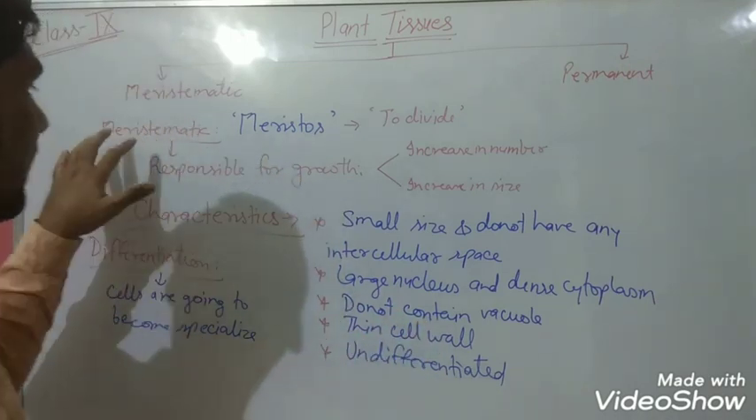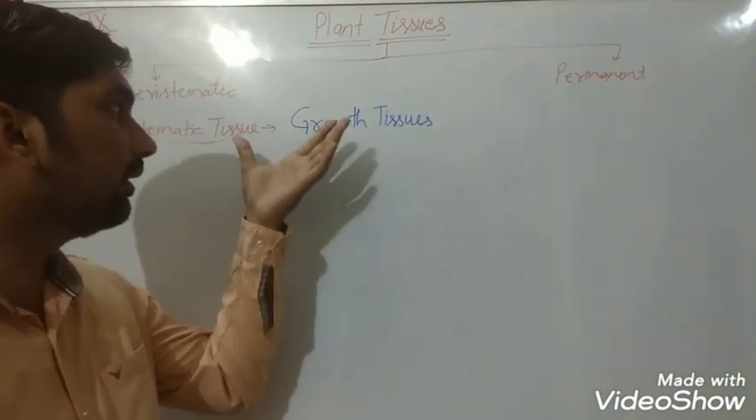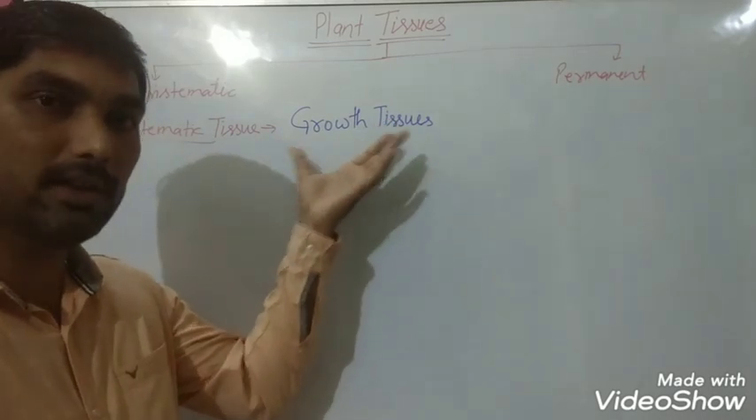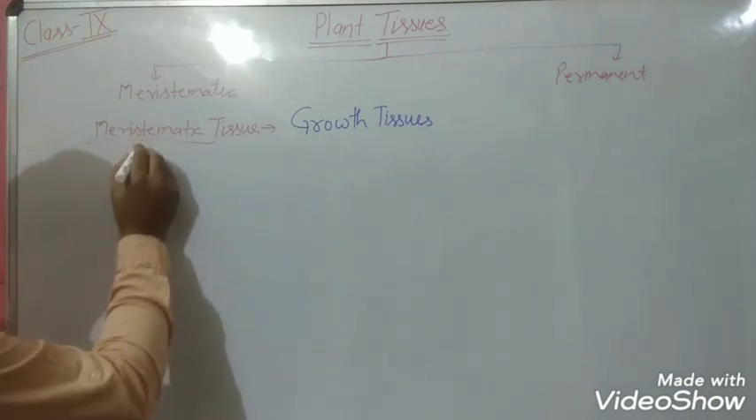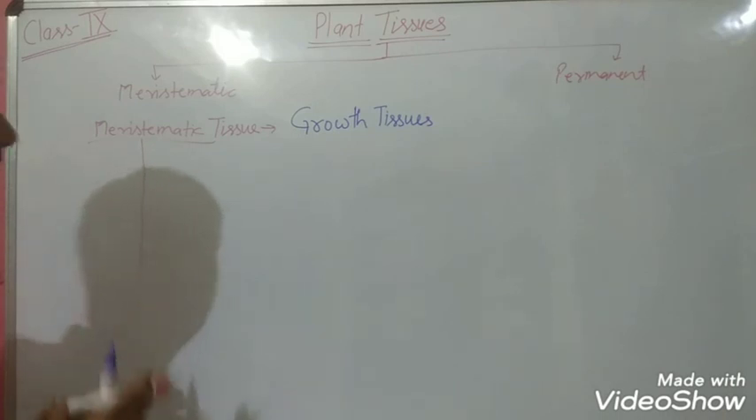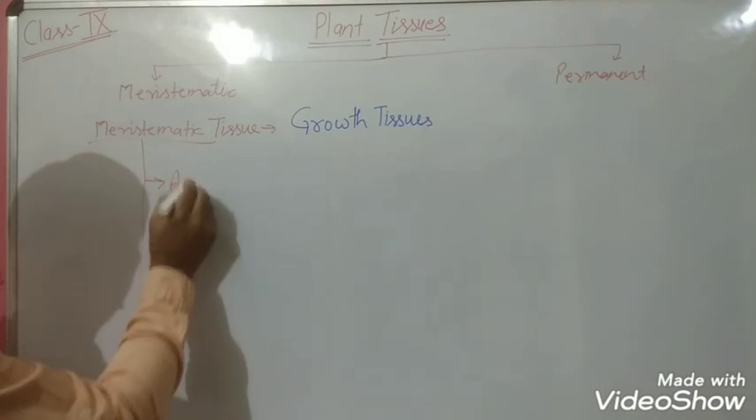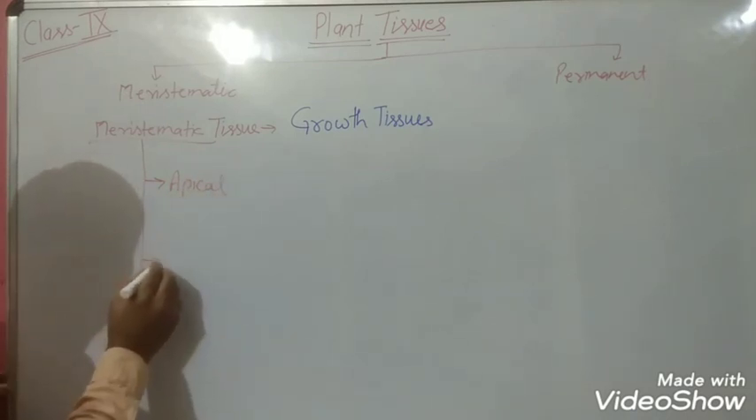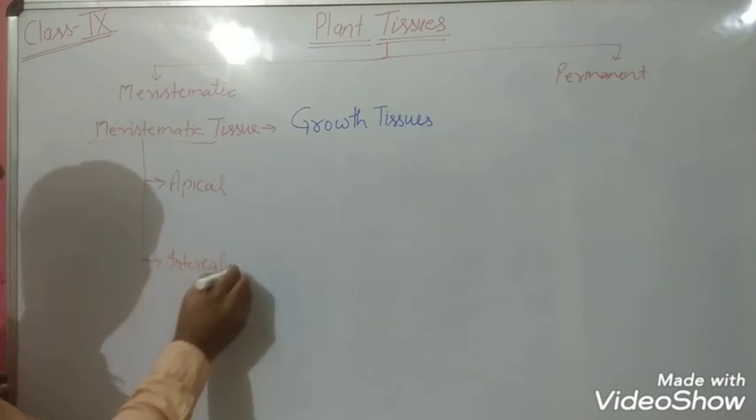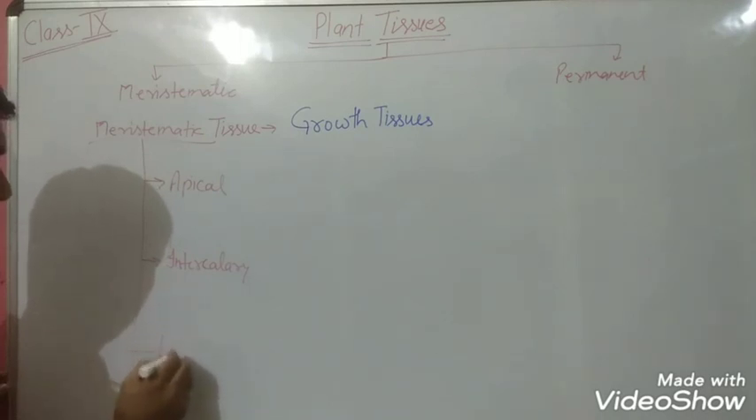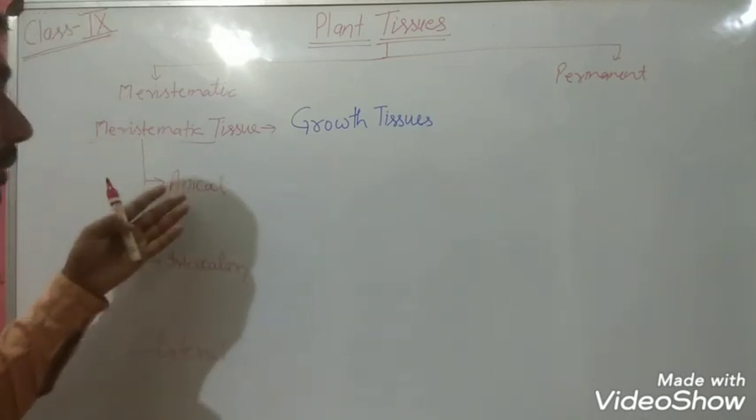Now we will see what the three types of meristematic cells are. Meristematic tissues are responsible for growth, and hence they are known as what? Growth tissues. On the basis of the presence of meristematic tissue at different parts of the plant body, they are classified in three categories. The first one is what? Apical meristem. The second one is what? Intercalary. And the last one is what? Lateral meristem. So what do we mean by apical meristematic tissue?